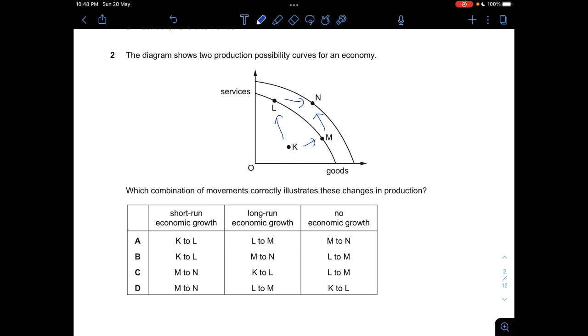So short-run economic growth would be K to L or K to M. So you can see that for C and D, it is M to N, so it's not correct. So it's K to L. And then for long-run economic growth, it's either L to N or M to N. So you can see that if it's L and N, there's no economic growth, so A is not correct. So the answer would be B.